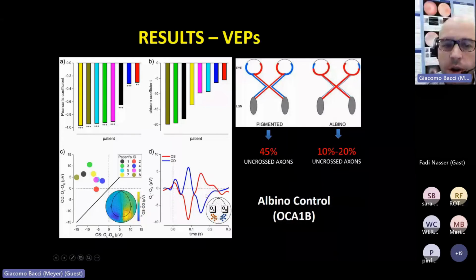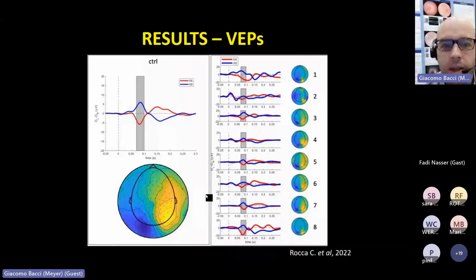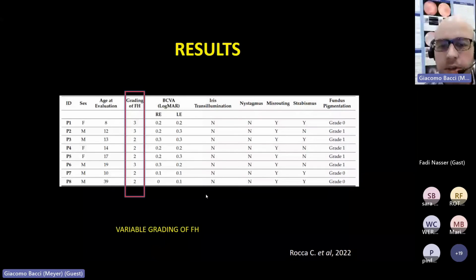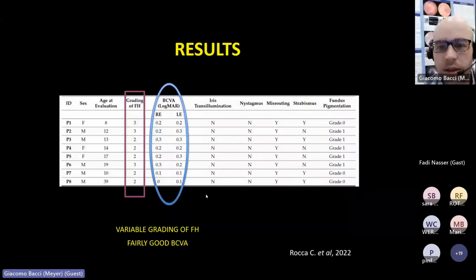And as you can see, in all patients a variable degree of misrouting of optic pathways was present. So this confirms that patients with low, variable degrees of foveal hypoplasia, good retained visual acuity, no iris translucency, no nystagmus, and slight fundus pigmentation do present with many features of oculocutaneous albinism.